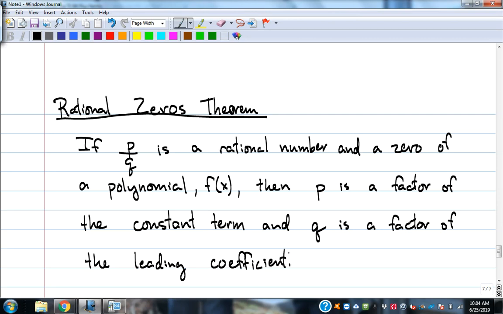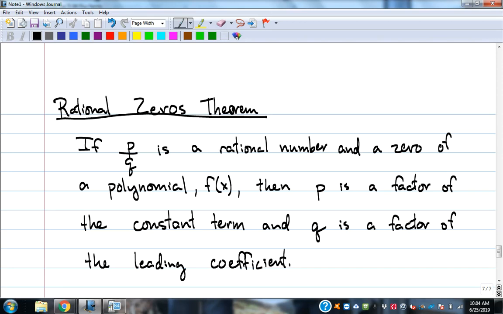All right. If P over Q is a rational number and a zero of a polynomial, we'll call that polynomial f of x. It really doesn't matter what you call it. Then the number on top, P, is a factor of the constant term from the polynomial, so like the number at the end, okay? And Q is a factor of the leading coefficient, the number in the front, okay?